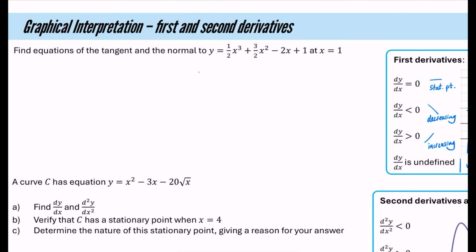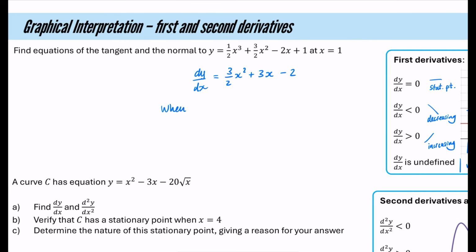So I'm going to begin by differentiating, so that dy by dx is equal to, I will pull that power down, so I get 3 over 2. Reduce the power by 1. For the next one, I'll do 3 over 2. I'll pull the power down. 3 over 2 times 2 is 3. And when I reduce the power by 1, I get x. We then get a minus 2, and then the 1 doesn't do anything.